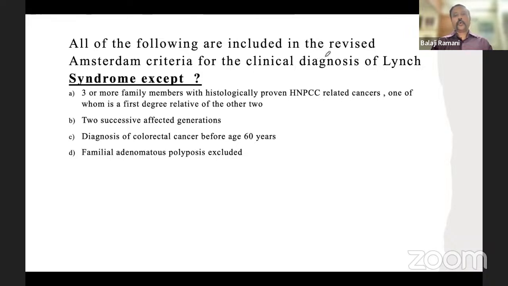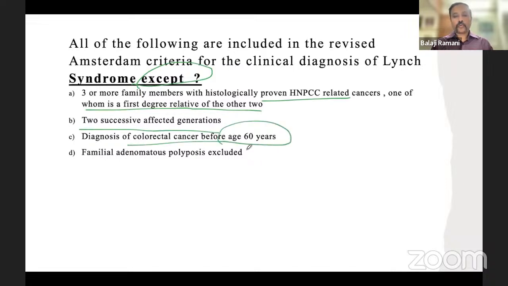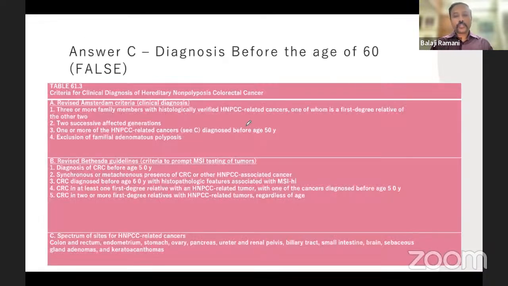Now, going on to Amsterdam criteria and Bethesda criteria in the management of Lynch syndrome. Which is the false statement here? Three or more family members with histologically proven HNPCC related cancers, one is a first degree relative of the other two; two successive generations are affected; colorectal cancer diagnosed before the age of 60 years; and FAP is excluded. So here the answer is quite obvious: the diagnosis should be before the age of 50 years.